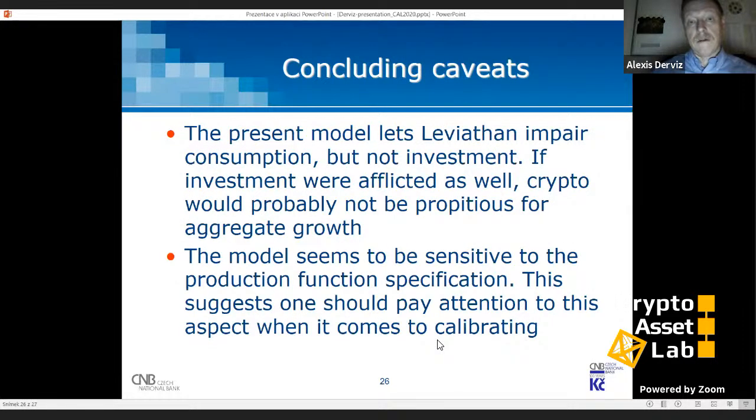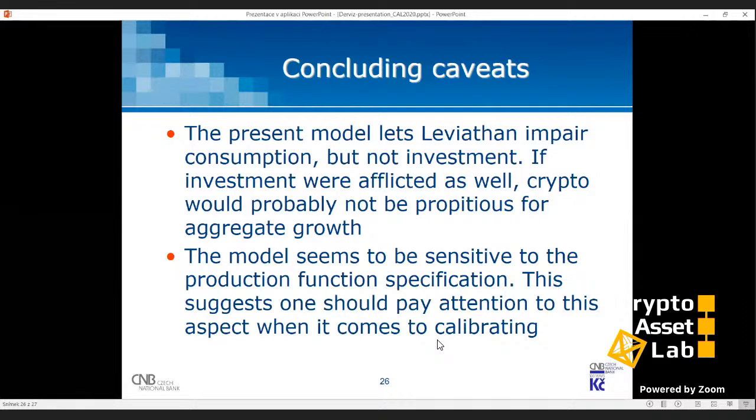There are some caveats to the conducted exercise. This model allows Leviathan to impair consumption, but Leviathan doesn't impair investment. If there were some kind of disturbances in terms of bureaucracy or organized crime, whatever, then all of that might be different. So this is probably a topic for future research. What happens if there are Leviathanian effects on the production side as well?